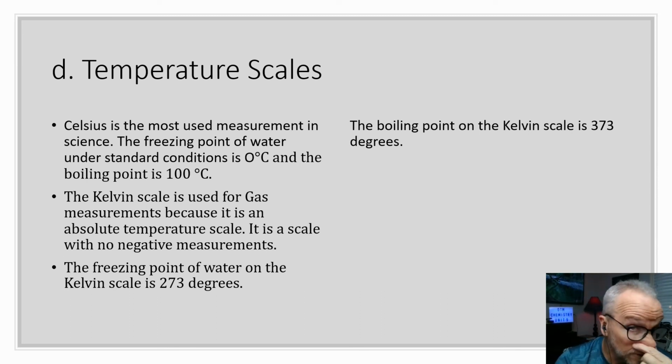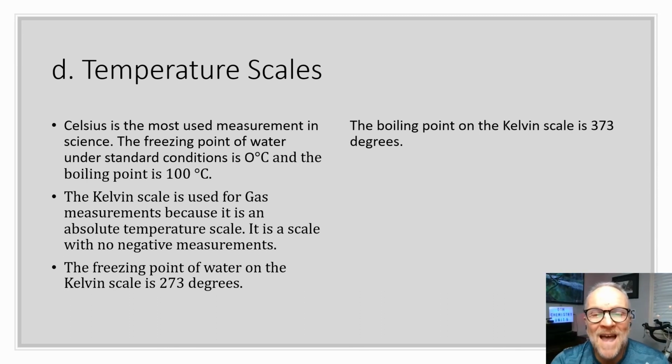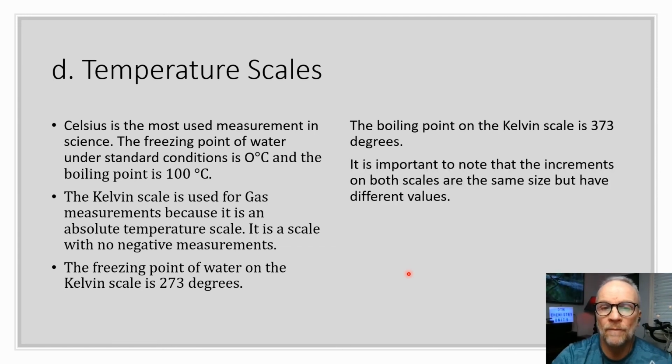What you'll notice here is that there's exactly the same number of units between the freezing and boiling point on the Kelvin scale and the Celsius scale. So those units are equivalent, but the numbers are different. It makes it really easy to go back and forth between the two scales, because you can just add or subtract 273 to get there. It's important to note the increments are both the same, as we just talked about. And here we have some conversions.